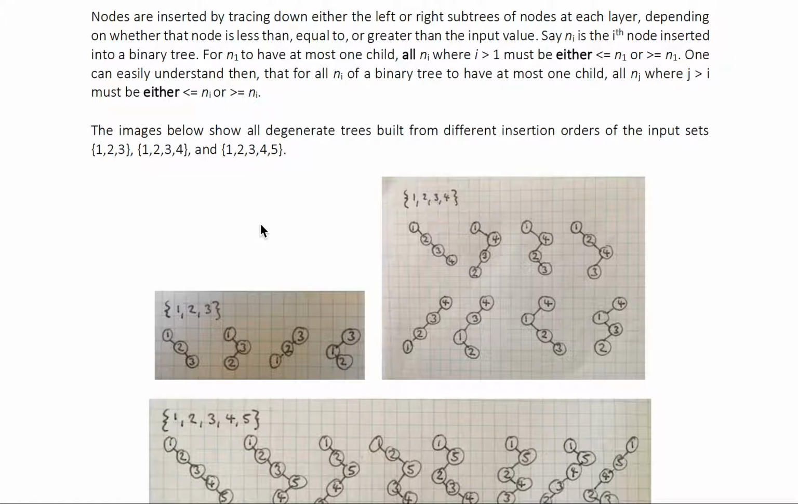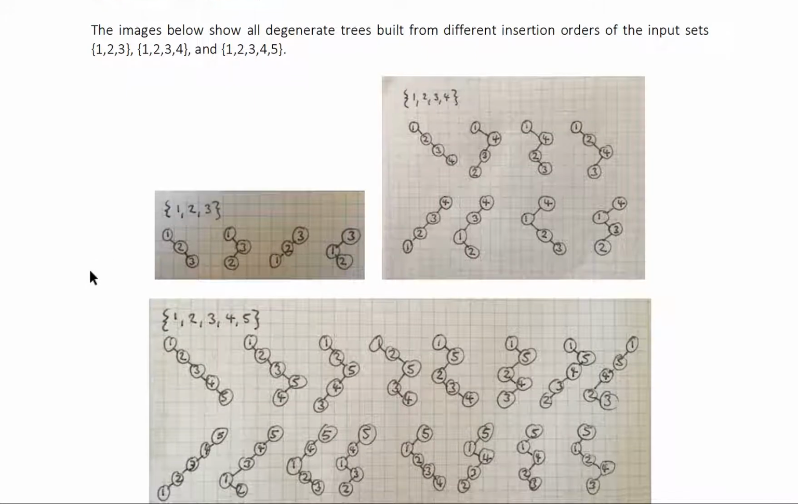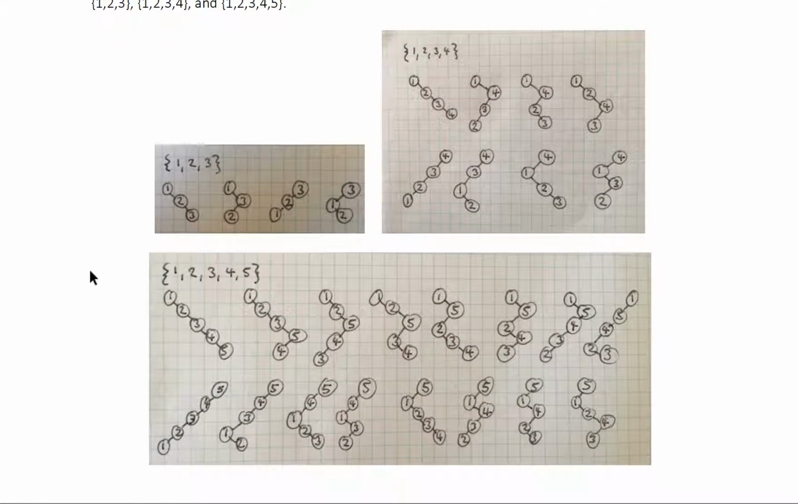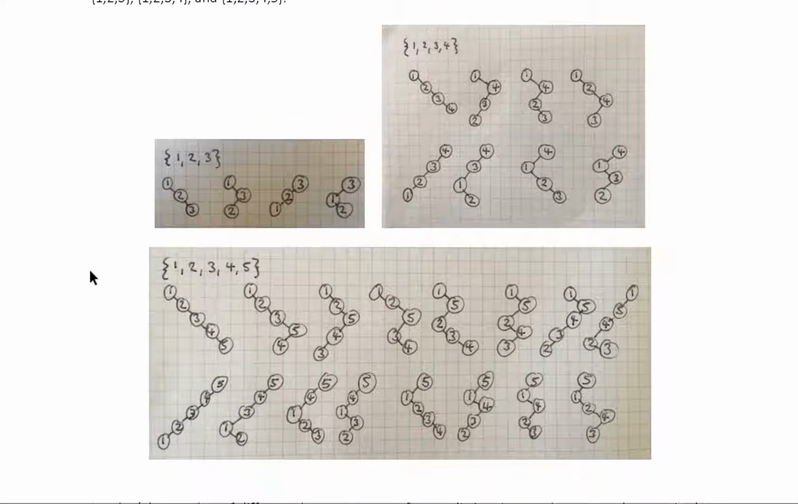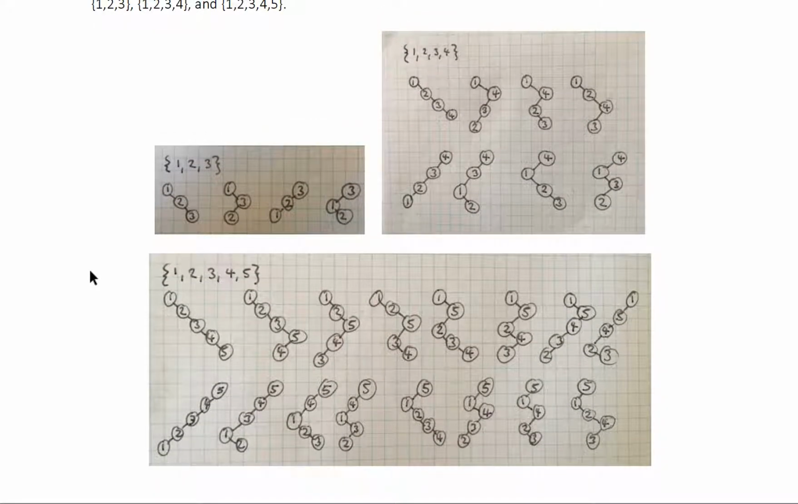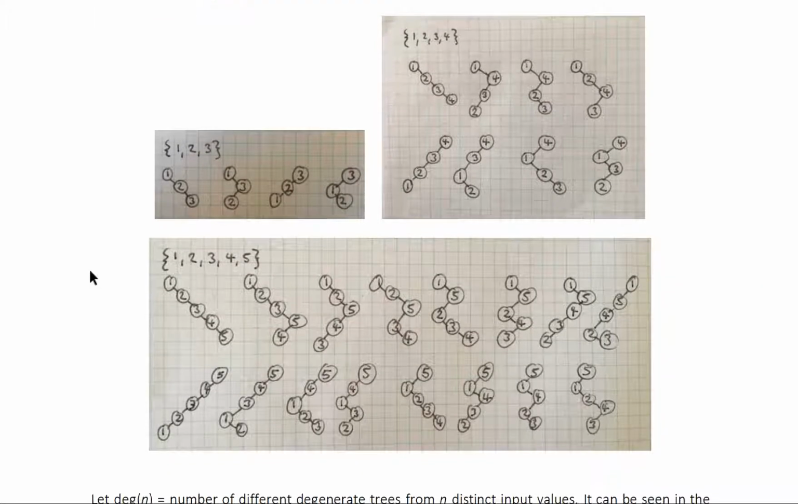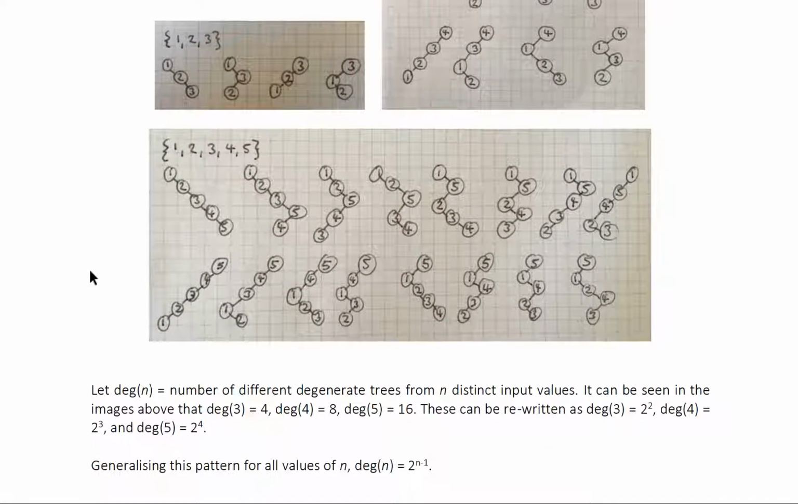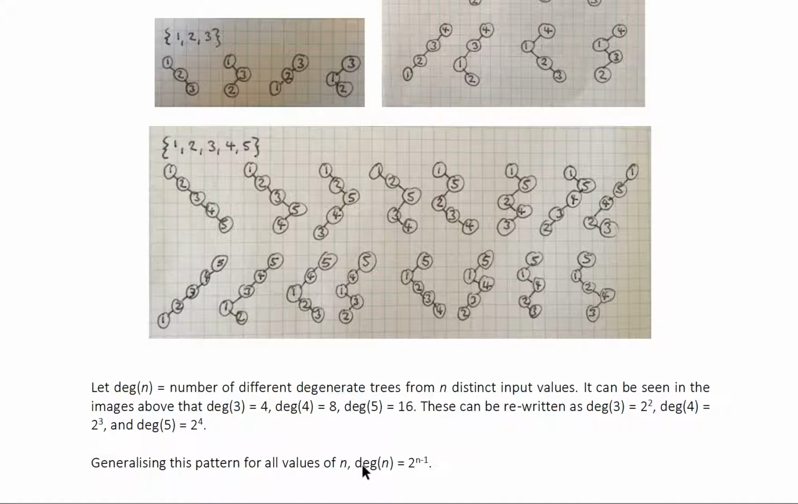So in looking at how insertion order of nodes affects the structure of a binary tree, for all the ways that this pattern occurs, a different binary tree can form. In these little figures that I've drawn, we can see that this increases by a power of 2 each time the number of input values increases by 1. So the pattern for all values of n is, for n, the number of degenerate trees that can be formed is 2 to the power of n minus 1.